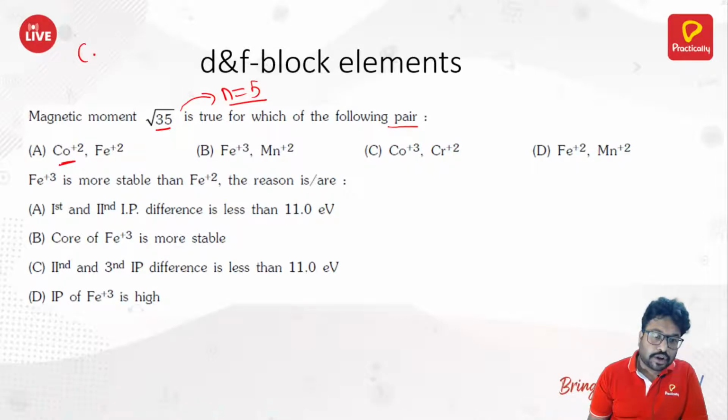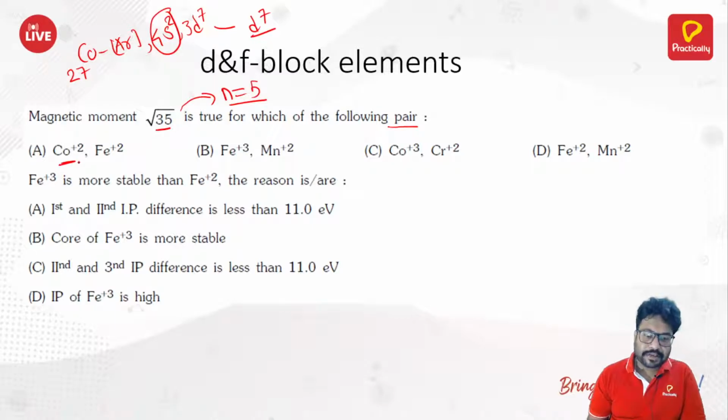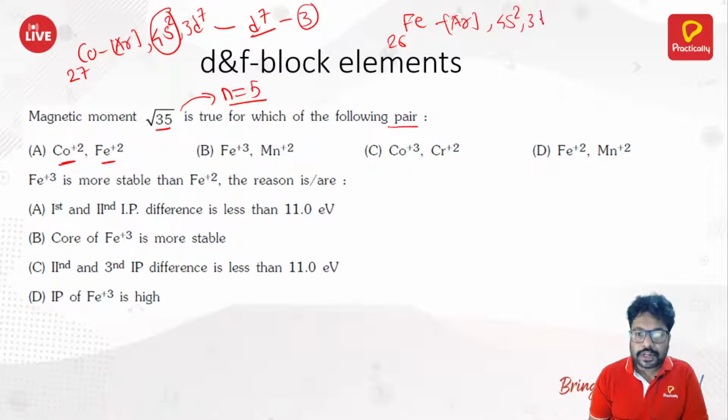Cobalt 2 plus, atomic number of cobalt is 27. Electronic configuration argon 4s2 3d7. So plus 2, that means these 2 electrons are gone. What are we left with? d7. So d7 means it has only 3 unpaired electrons. We just saw Fe plus 2, atomic number of Fe is 26. Electronic configuration argon 4s2 3d6. These 2 electrons are gone. You are left with d6. N is equal to 4. It has 4 unpaired electrons.